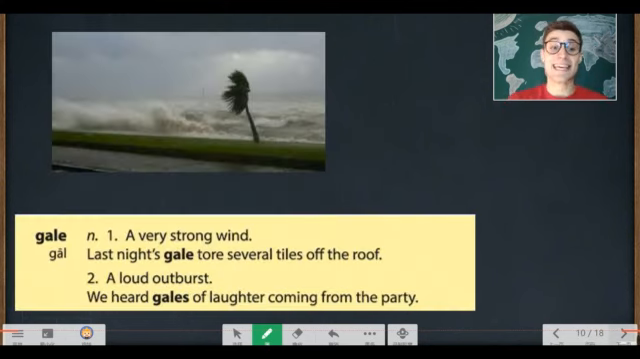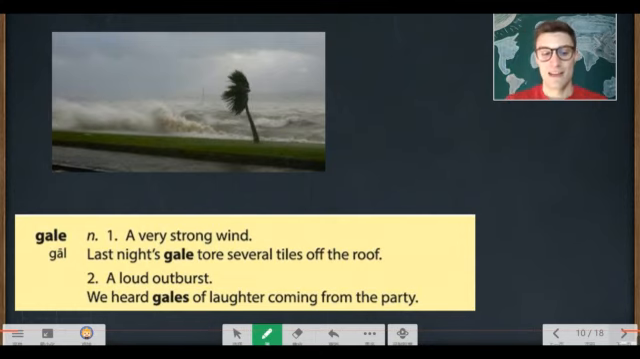Next is gale. Gale is a word with two noun meanings, but I'll tell you a different meaning at the end. The first noun for gale is a very strong wind. Last night's gale tore several tiles off the roof, a very strong wind. The second meaning is a loud outburst. We heard gales of laughter coming from the party.